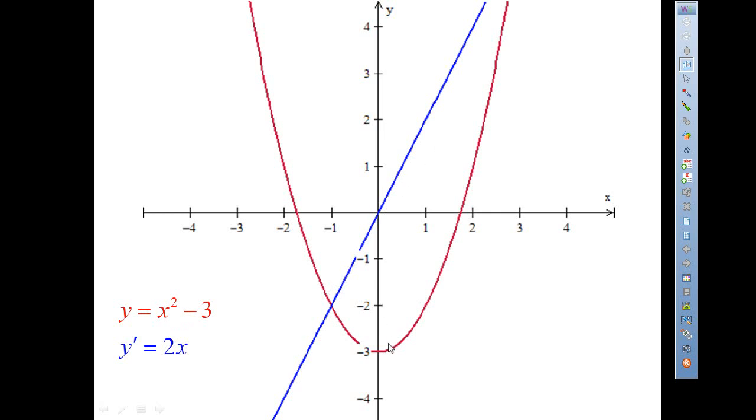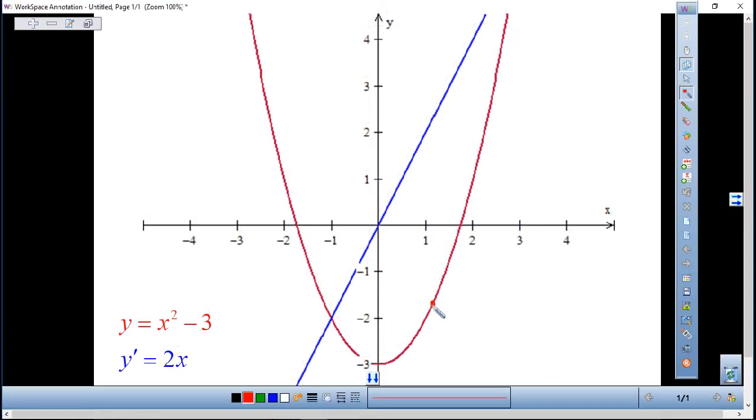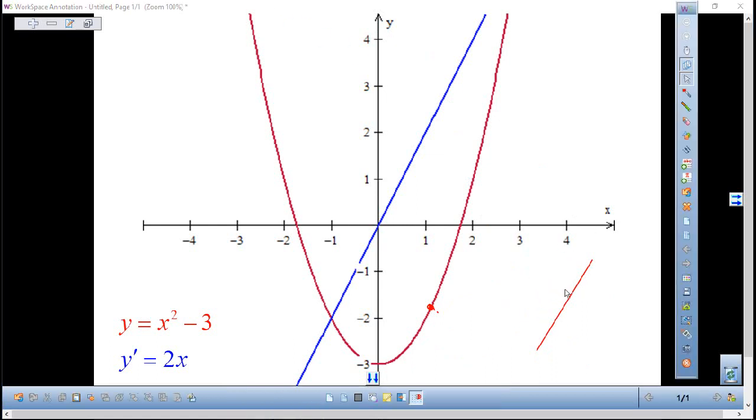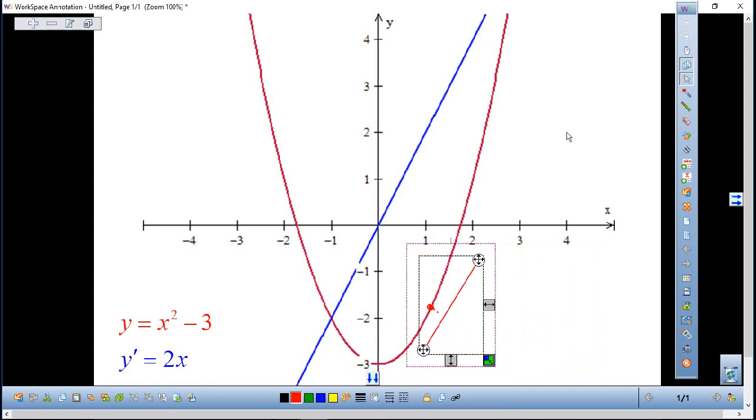What I want you to look at is any point on the red curve. Pick a point. Let's say here at 1. And get an idea of what you think the slope may be there. That's not exactly 1. Let's put it right there. And let me get a nice straight line here. We're going to move that thing over to where it's tangent.